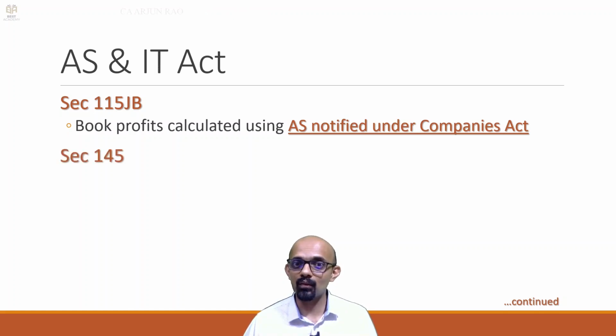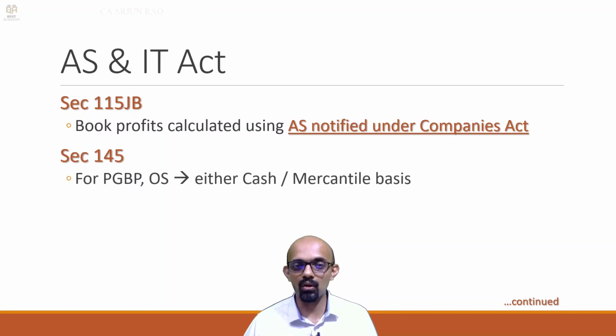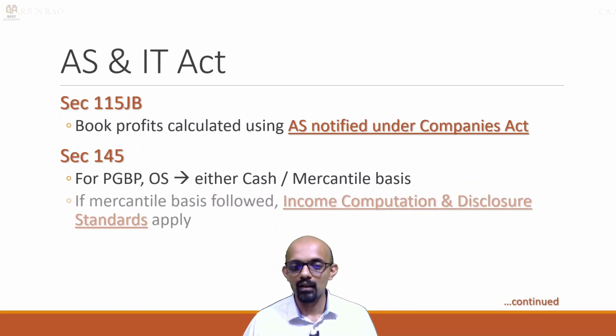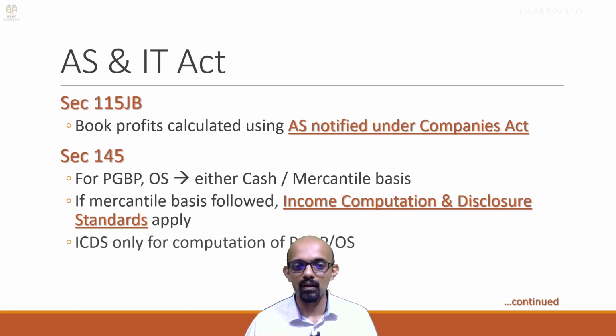Now, as per section 145, we all know that for profits and gains from business or profession or from other sources, you can follow either cash or mercantile basis of accounting. If you follow mercantile basis, then as per the Income Tax Act, income computation and disclosure standards should be followed. Remember this is only for profits and gains from business or profession and for other sources. This will not apply to the other heads of income.